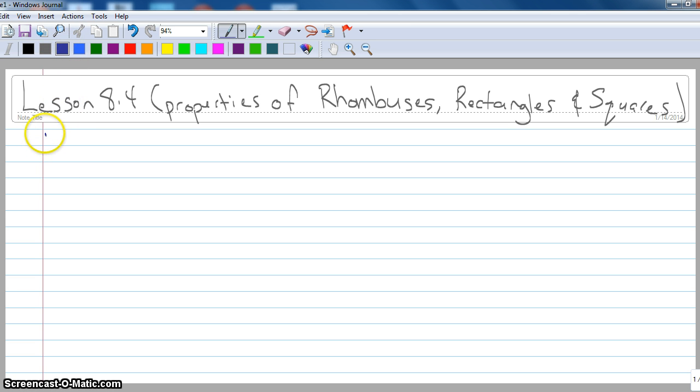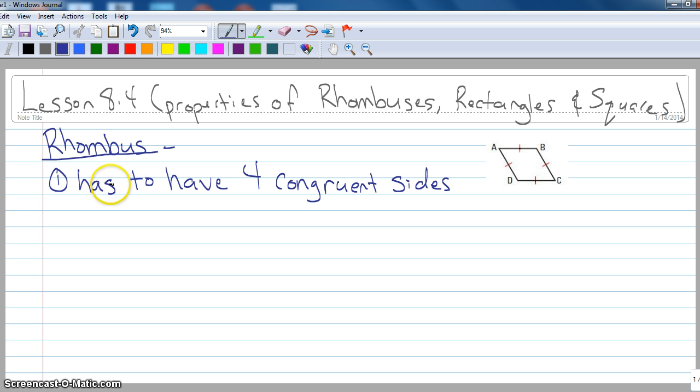A rhombus has 4 properties. It has to have all 4 properties. The first one is that a rhombus has to have 4 congruent sides. Here's a picture, an example of a rhombus, and each side has one little stick, one little palito, so they're all congruent. So that's what 4 congruent sides mean.